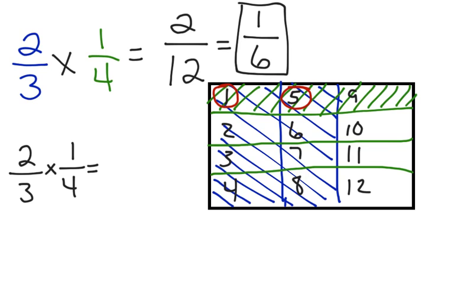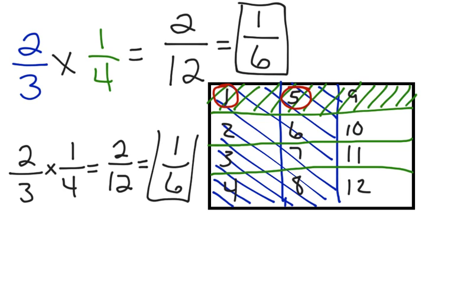Now if I go back to my original problem, that was 2/3 times 1/4. If I multiply my numerators, 2 times 1 is 2. My denominators, 3 times 4 is 12. You'll see that I get the same answer, 2/12, which reduces down to 1/6. Now it's not about how simple it is to multiply the numerators and denominators. It's about visually representing how to multiply these fractions using the grid.